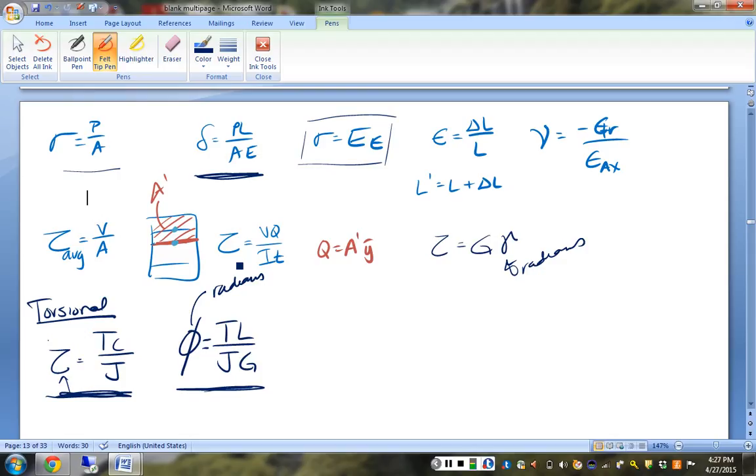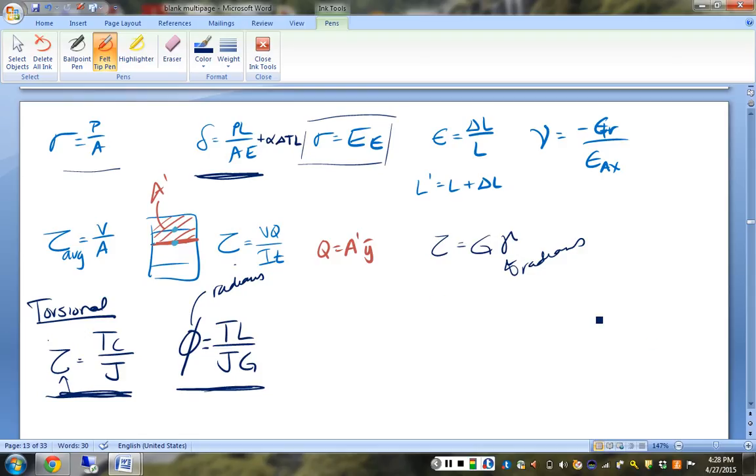Oh, we forgot a very, very important guy up there in the linear. It is the temperature one. We may have to deal with temperature change. What is the temperature change effect? The temperature change affects the elongation. So, PL over AE and the alpha delta T times the length term. Okay.